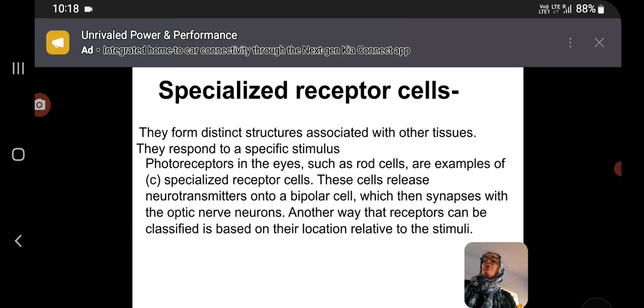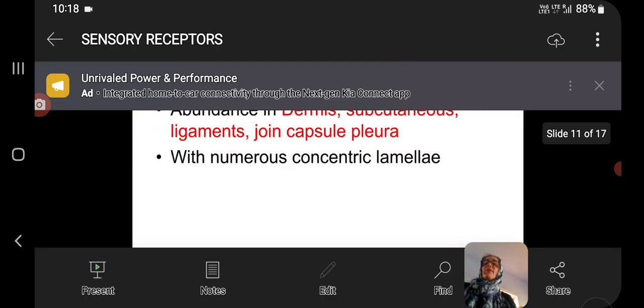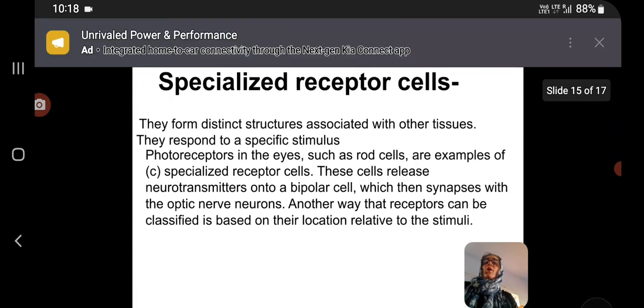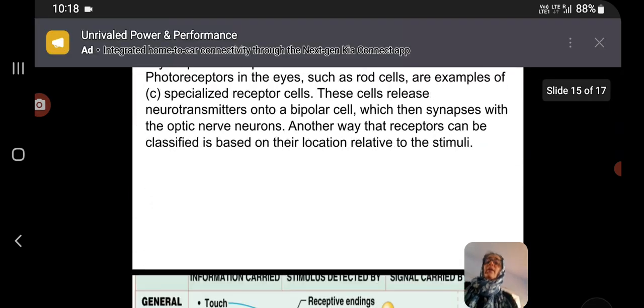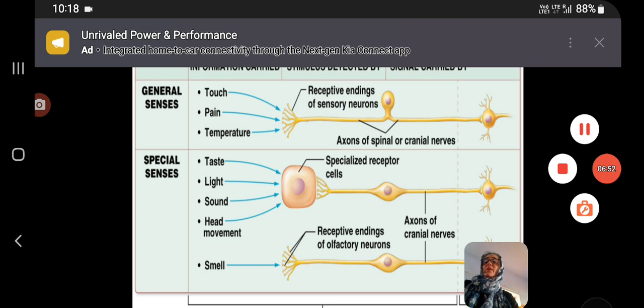Next to that are the specialized receptors, as we can see in the previous slide. These specialized structures are meant for the different senses like taste, light, sound, and head movements. So these are all about our simple sensory receptors. We'll see the rest of the things in the next session.